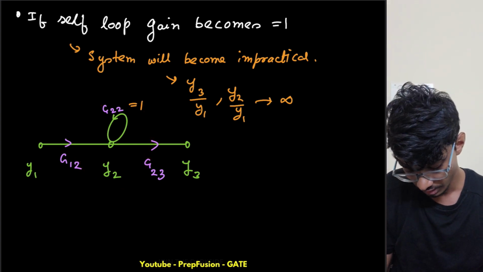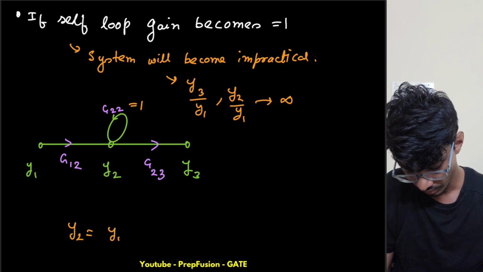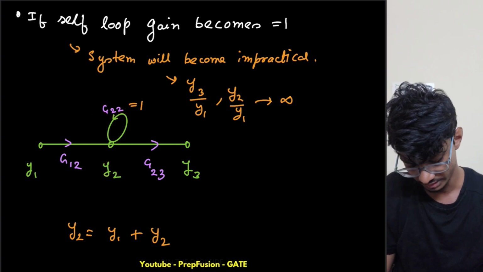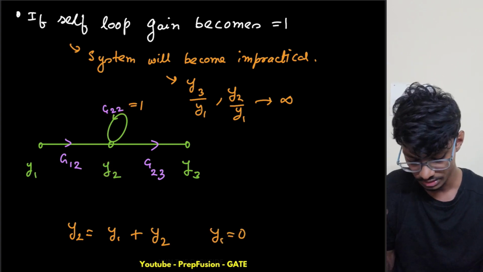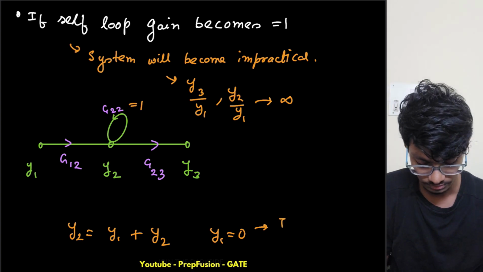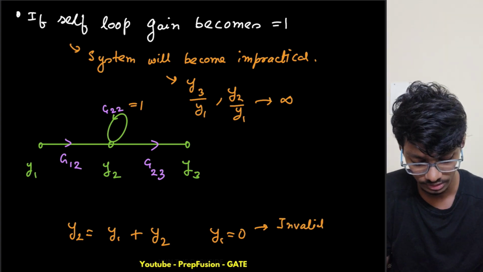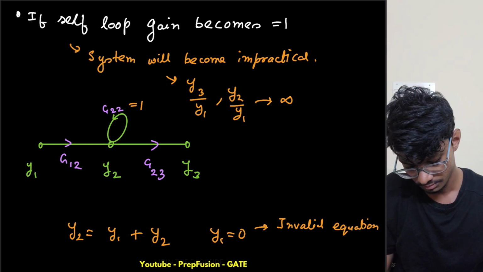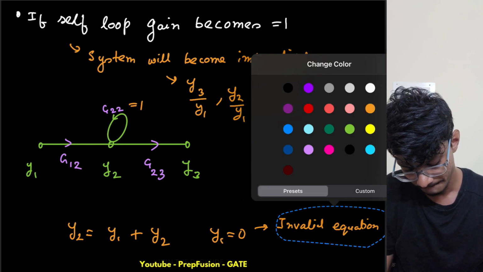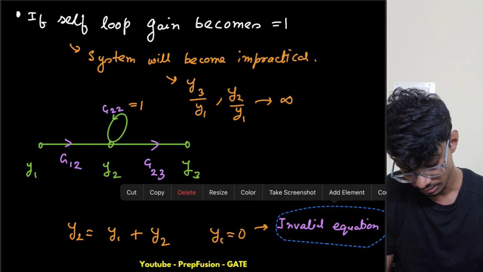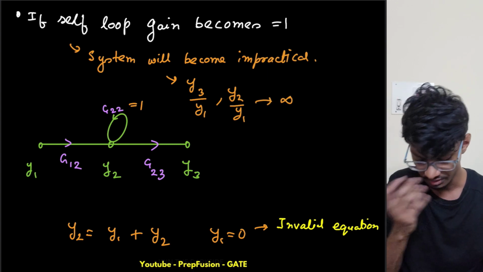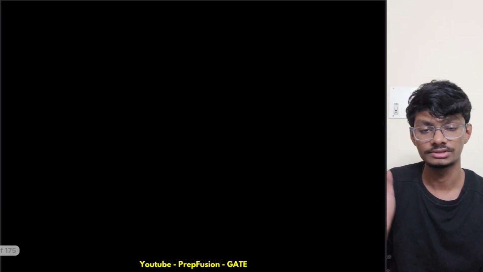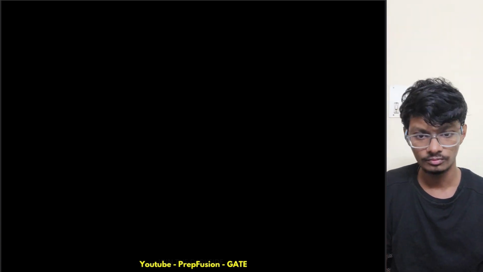Again, if I write it with the equation also, I will see invalid. What I will see is y2 equals simply y1 plus g22 times y2, which is equal to y2 itself. So y1 would be 0, which is not possible, an invalid equation, because y1 is not equal to 0. So in Mason's gain formula, we will remove that self loop of unity gain.